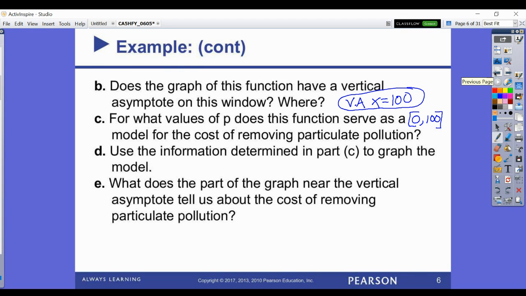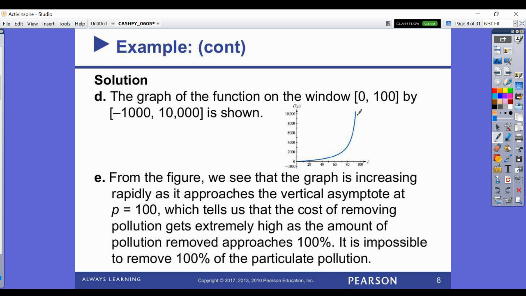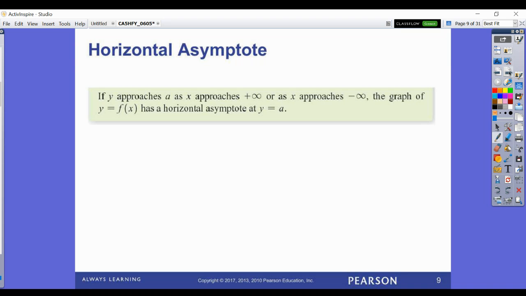And then for part D, what does the part of the graph near the vertical asymptote tell us about the cost of removing pollution? So we're looking near the vertical asymptote. What's going on as we get closer and closer to this vertical asymptote? The cost is just shooting up really fast. So if we want to remove 100%, it's going to be pretty darn hard. The closer and closer you get to removing 100% of the pollution, the higher that's going to cost you. That's all they want. Some kind of sentence like that. If you want to read what they said for the answer, that's part E right here. And we'll go on to the next part.